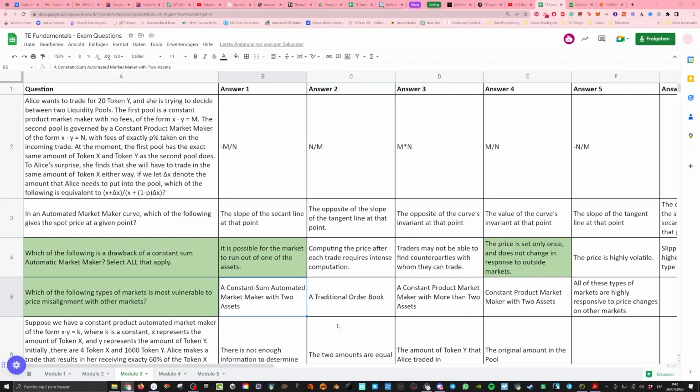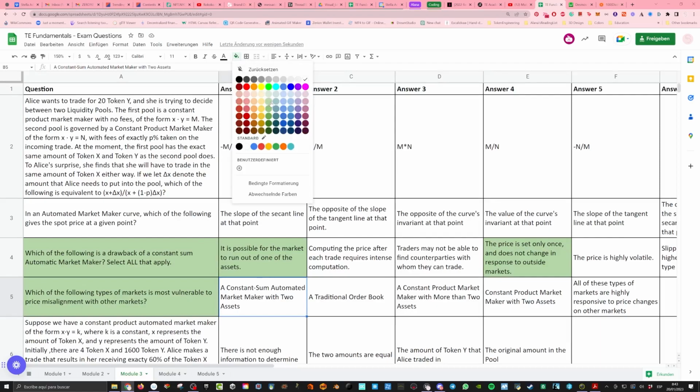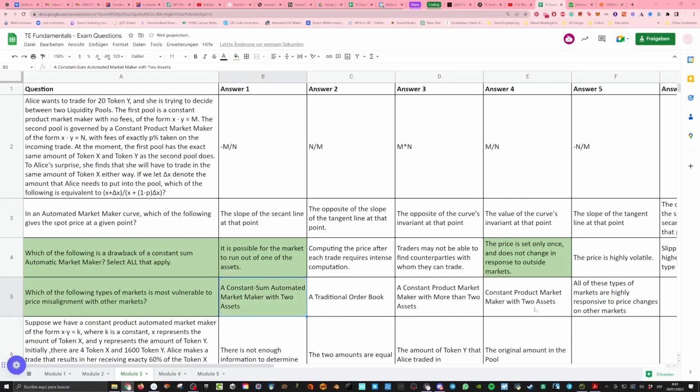So this is a constant product market with more than 2 assets. I thought most vulnerable to price misalignment with other markets. Constant sum, definitely. So answer 1 for sure. A traditional order book wouldn't have that issue, and constant product with 2 assets shouldn't have that issue. All of these types are highly responsive to price changes.